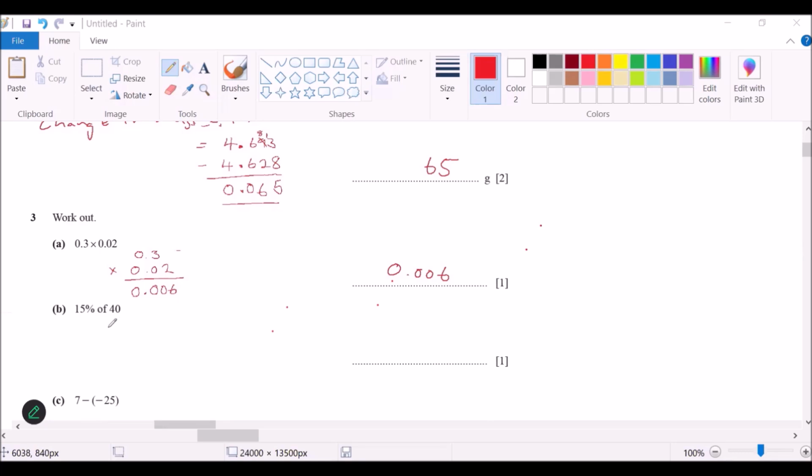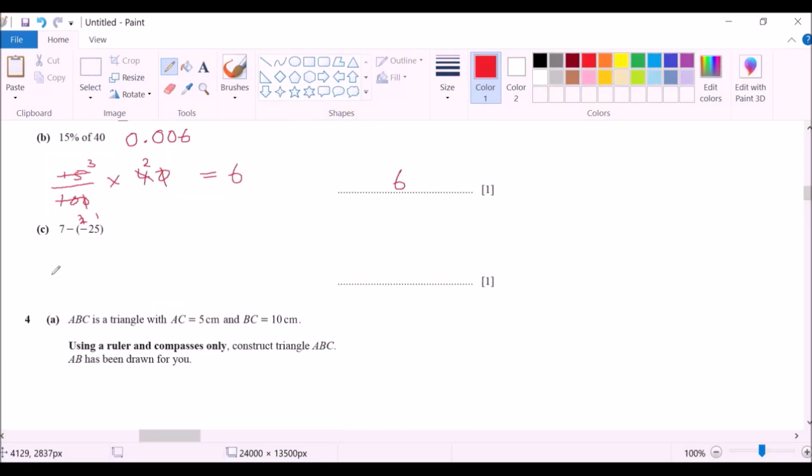15% of 40. 15% is the same as 15 over 100. And of in maths means times. So it's 15 over 100 times 40. 20 into 40, 2. 20 into 100, 5. 5 into 5, 1. 5 into 15, 3. Which will give us 6 as our answer. So we have 6 as our answer. Then we move to C.